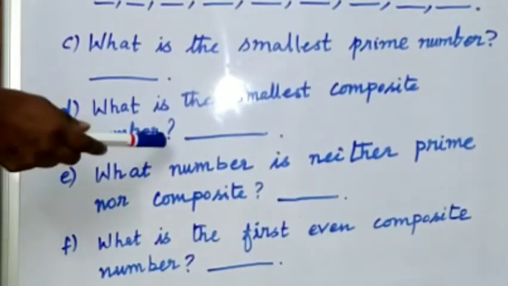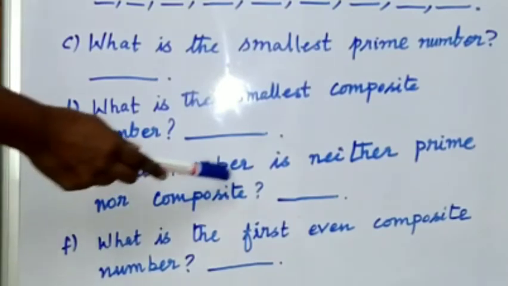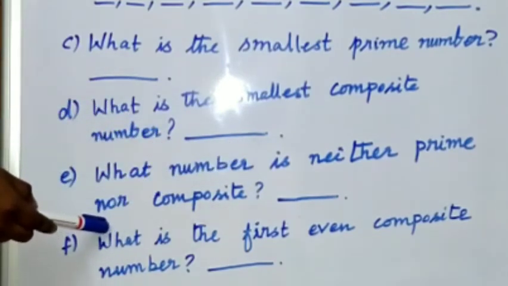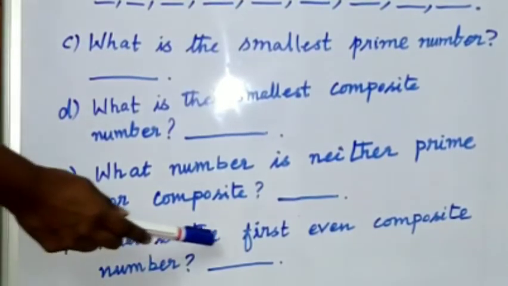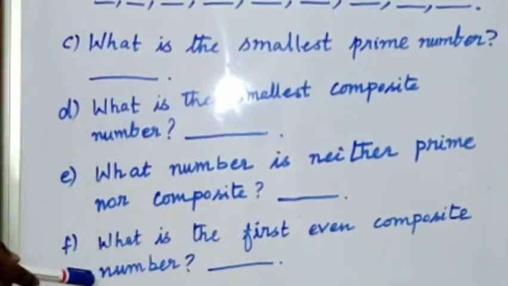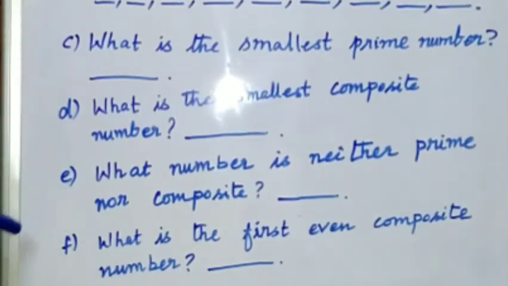Then again leave one line and write the E question: What number is neither prime nor composite? Again leave one line and write the F question: What is the first even composite number? Answers for all the questions from A to F are given in the grid of 1 to 100.